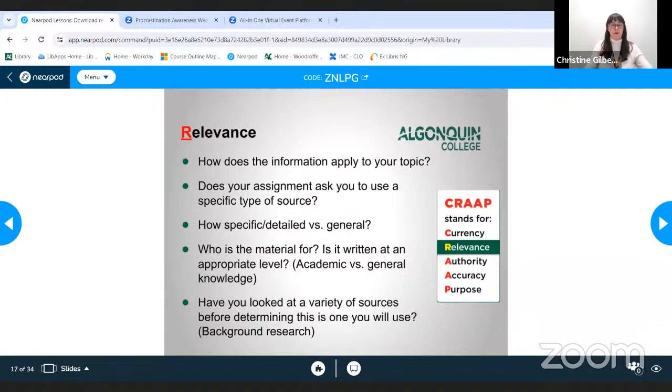Who is the material for? Is it written at an appropriate level for an academic paper, or is it written for a general audience? And have you looked at a variety of sources before determining if this is the one you'll use?